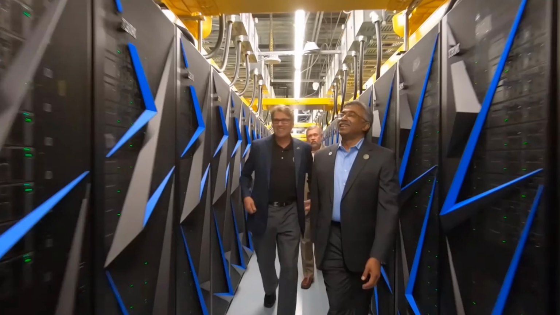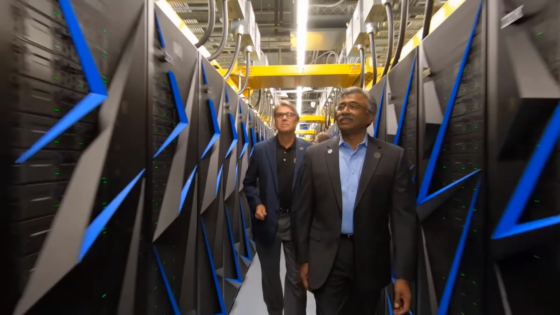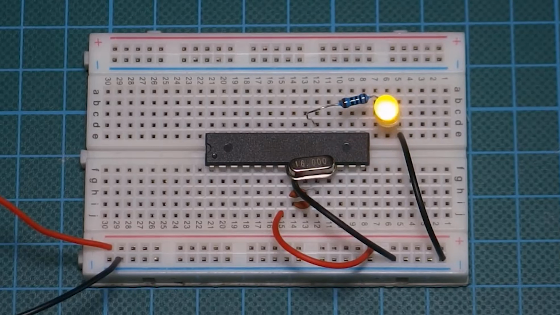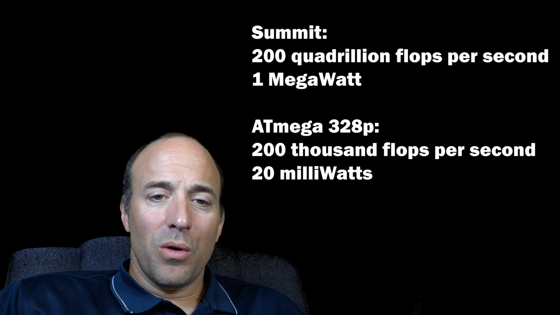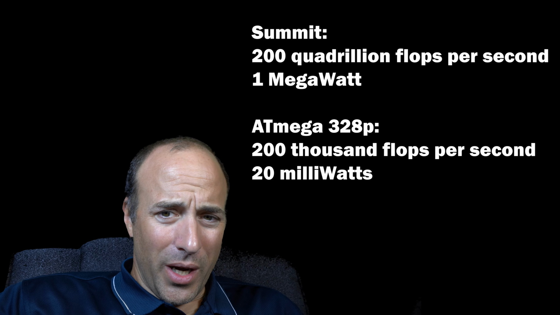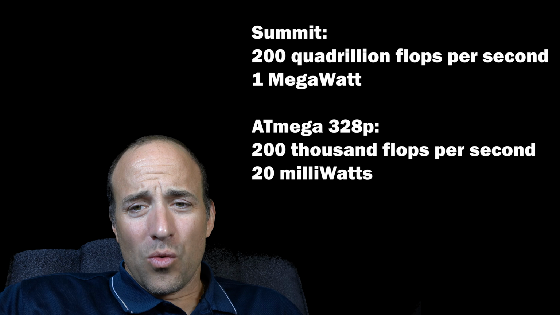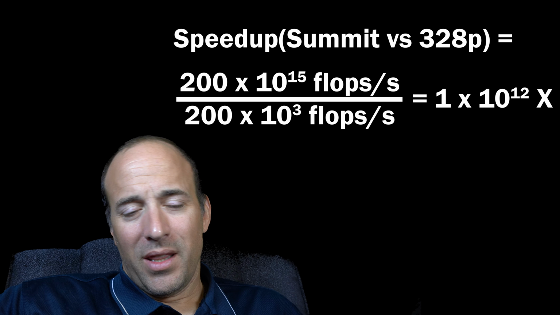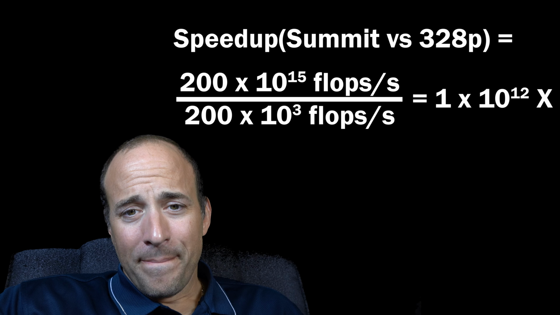You may be surprised that any software that can run on the Summit supercomputer can be recompiled and run on the Arduino chip, the ATmega 328P. But the Arduino chip can only perform 200,000 operations per second, but it uses only 20 milliwatts of power. So, despite being able to run the same software, Summit is 1 trillion times faster than the ATmega 328P. But even less obvious is that Summit is actually more energy efficient than the ATmega chip.